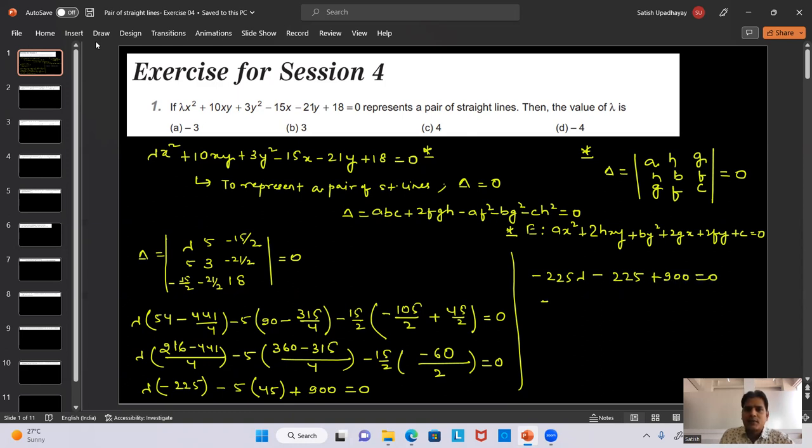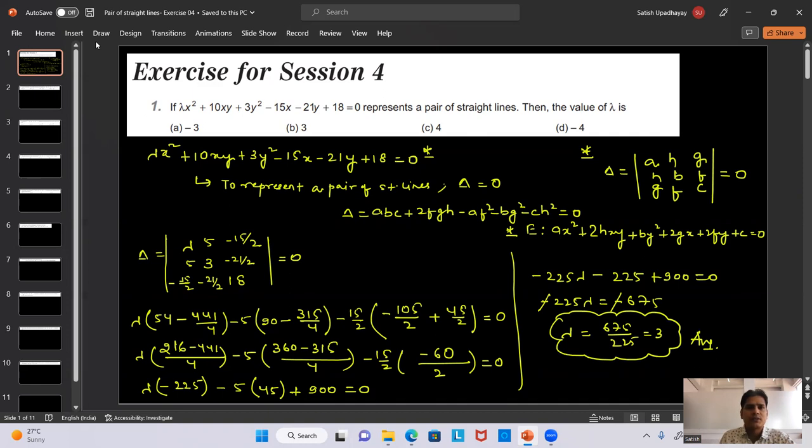So we can say minus 225 lambda is equal to how much? This will be 900 minus 625, that will be 675. Okay, so it will be minus 675. Minus minus will get cancelled out, and we got the value of lambda as 675 upon 225, that will be nothing but 3. So this will be our answer.